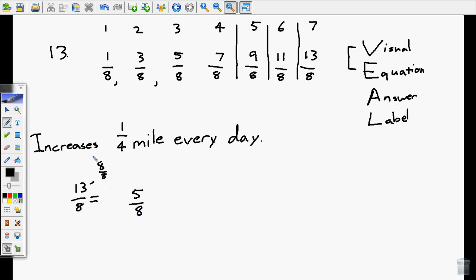Now because I pulled this 8/8 out, it equals 1 whole, and that becomes my new mixed number, 1 and 5/8. So, for the answer to the question below, if the pattern continues, how many miles will Kendra hike on day 7? I can answer, she will hike 1 and 5/8 miles.